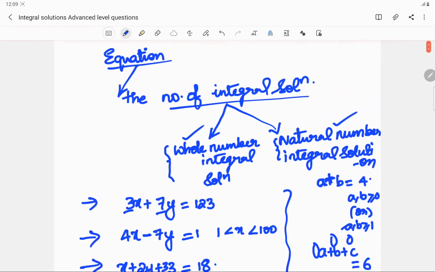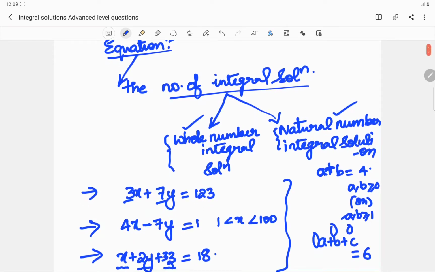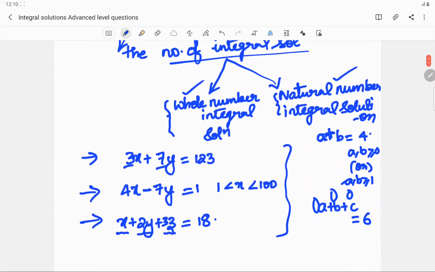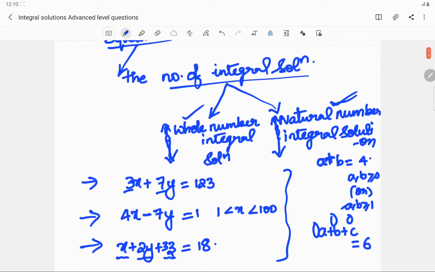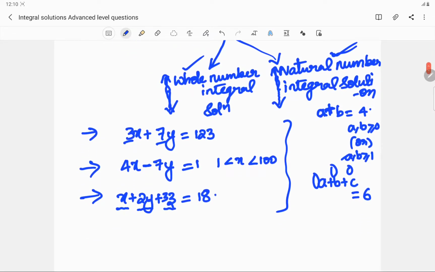That is the thing which we are going to cover in this video. Prior to watching this video, it is recommended to watch the earlier videos, wherein in one of the videos we solved questions where we found the natural number integral solutions to the equation, and in another video we solved questions wherein we were finding the whole number integral solutions. So prior to watching this video, it is recommended to watch those two videos so that it will be easier for you to understand.